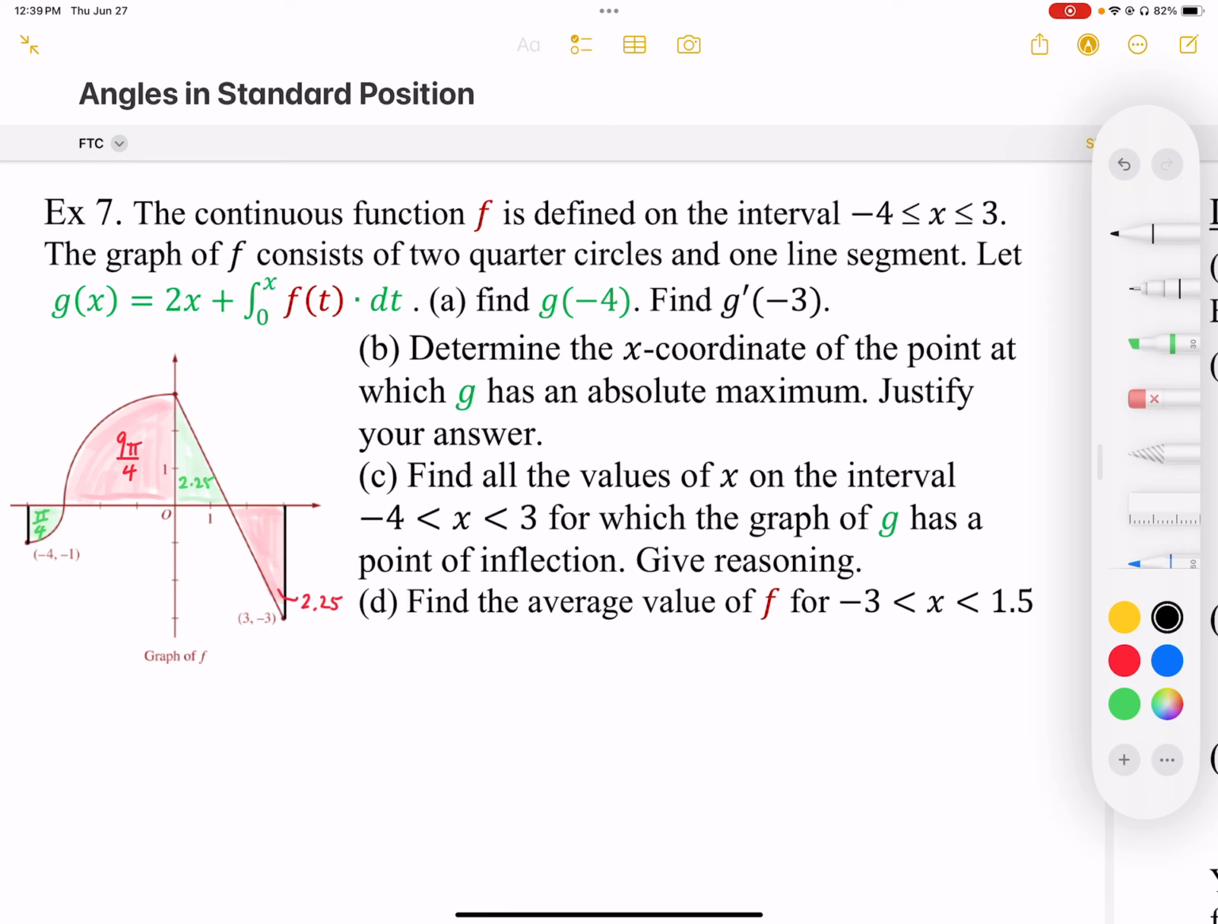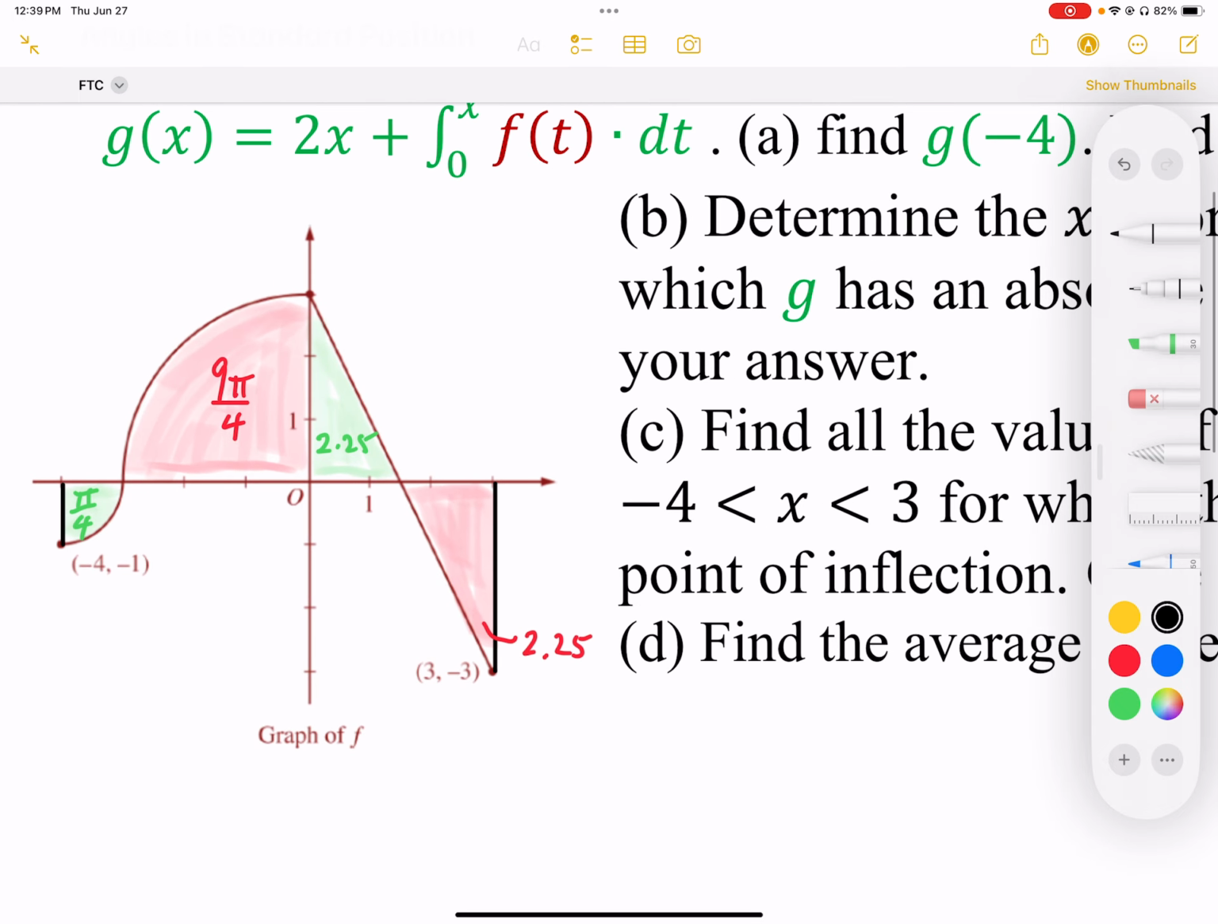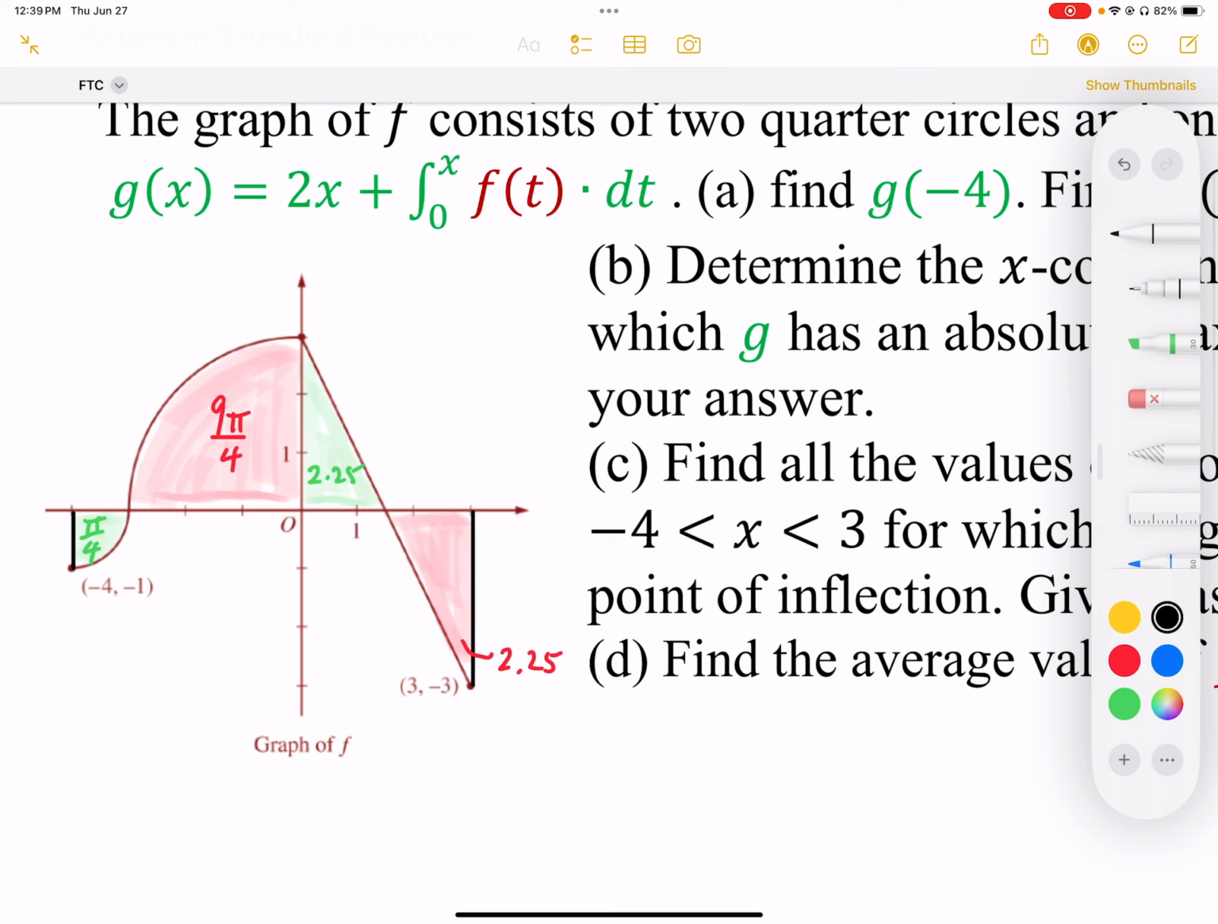f is a continuous function, so this function we've drawn in red is f, and it's defined on the interval from -4 to 3. So we see here that the end bounds are -4 and +3. And the graph consists of two quarter circles and a line segment. So first of all, I've just worked out the area, because the area underneath this f graph is going to help us define the g function.